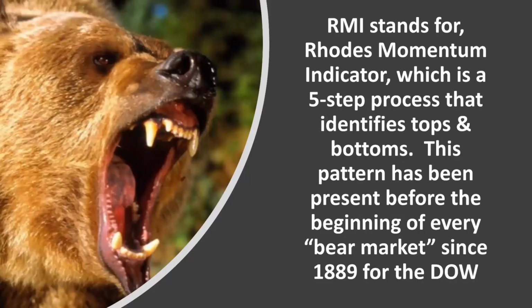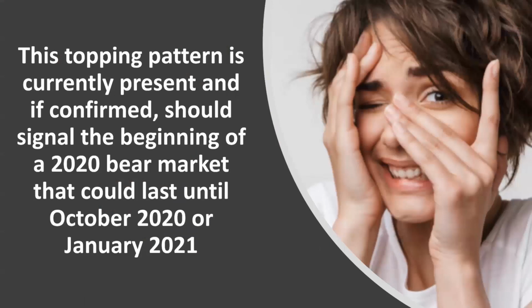RMI stands for Rhodes Momentum Indicator. My last name is Rhodes. It's the Rhodes Momentum Indicator, which is a 5-step process, and I'm going to take you through each of those 5 steps. It's a 5-step process that identifies tops and identifies bottoms. Now, this pattern that we're going to be taking a look at has been present before the beginning of every single bear market since 1889. Now, this topping pattern is currently present. And if confirmed, it should signal the beginning of a 2020 bear market that could last until October of this year, or January of 2021.